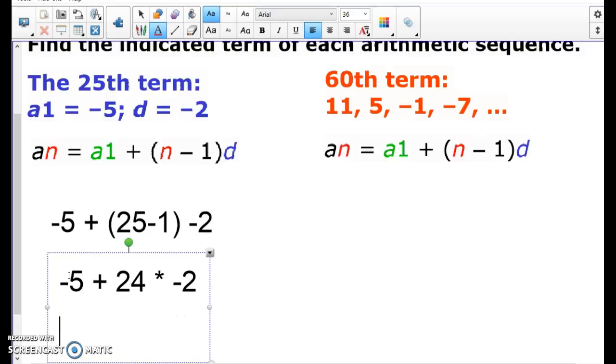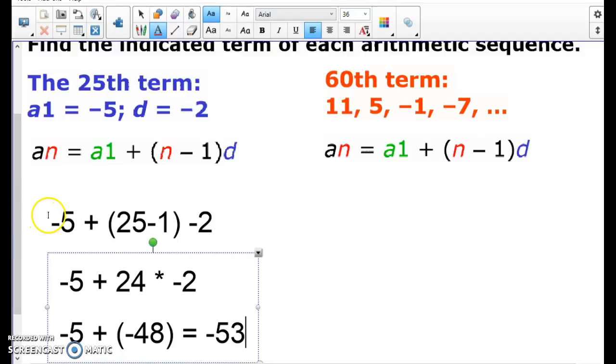is going to be -5 plus a -48. Let's put these in parentheses. Is going to equal a -53. So if I'm starting at -5 and I subtract 2 until I get to the 25th term, I'm going to end up at -53. So a lot easier to plug it in here than to go -5, -7, -9, -11, -13, -15, all those numbers all the way down until you get to -53.